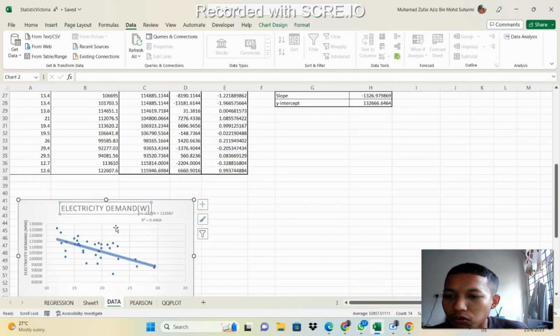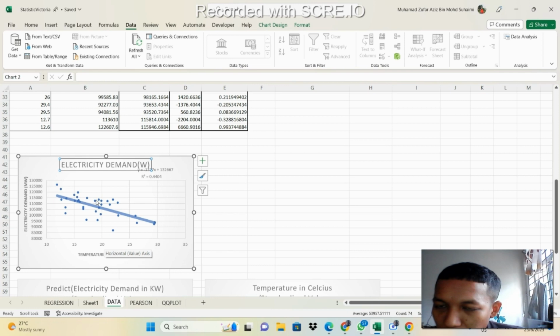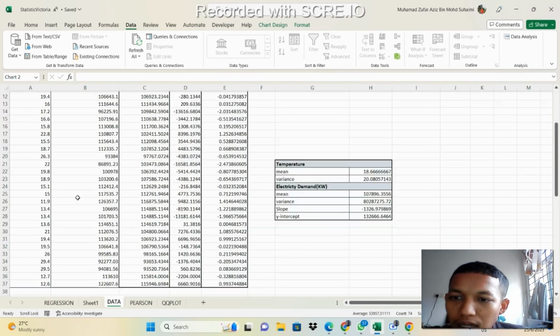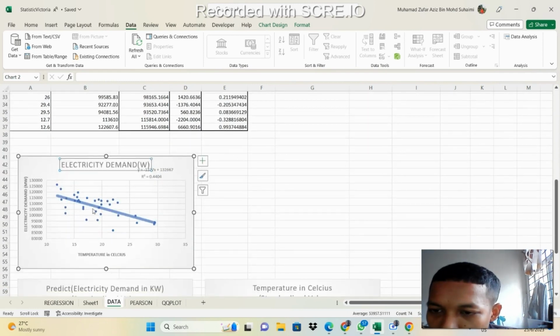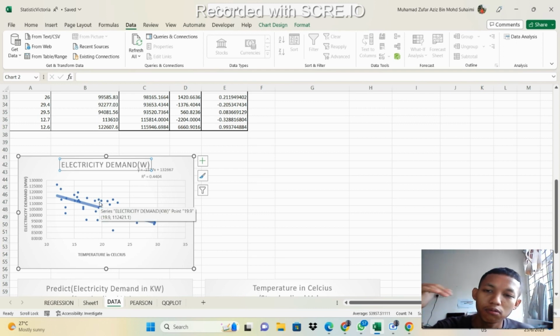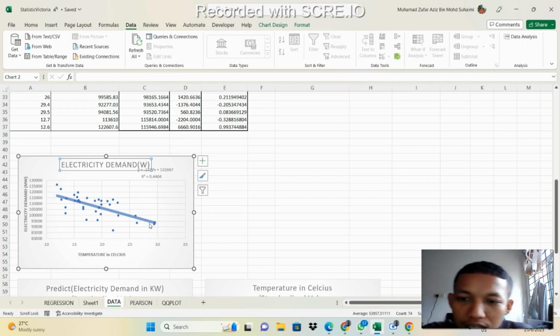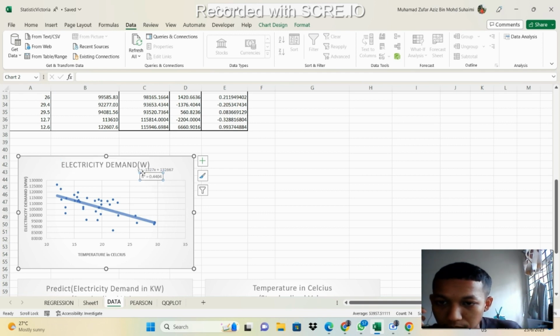by comparing those two values, the first one is the electricity demand, which is the Y value, and also the temperature, which is the X axis. So you can see this graph kind of shows a negative relationship because it tends to go downwards from the top until the bottom. So this is our R square value.